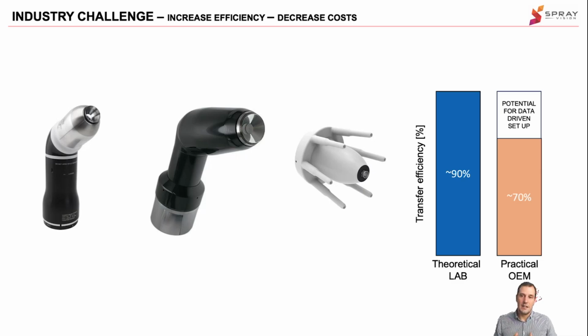And that gives us the potential for a data-driven setup, which might increase the transfer efficiencies in your processes and give you the advantage to be much more efficient with the same coating equipment. And it's valid really for rotary valves and even for spray guns, where the gap might be even higher and bigger, so you can save much more.